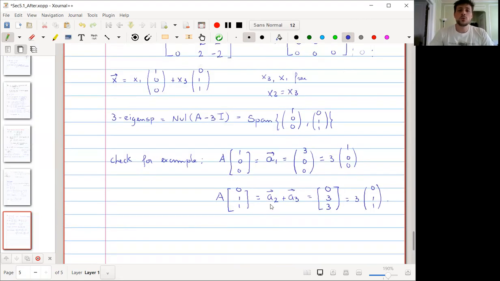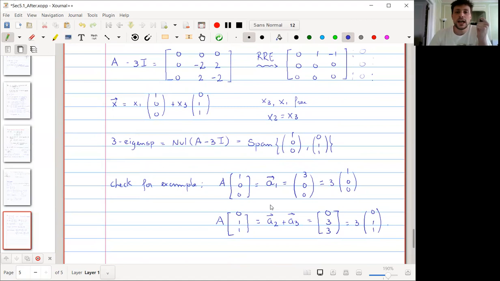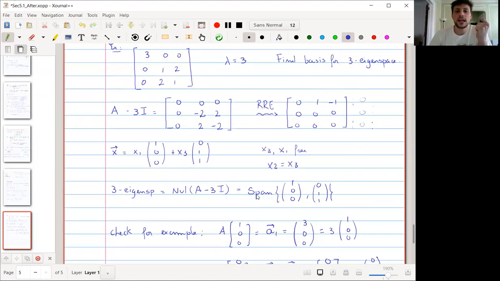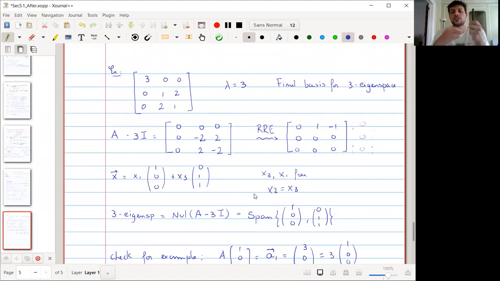In the next video, we'll start thinking about how to actually compute the eigenvalues. In this example, we started assuming that we knew what the eigenvalues were. Next time, we'll learn how to compute them.